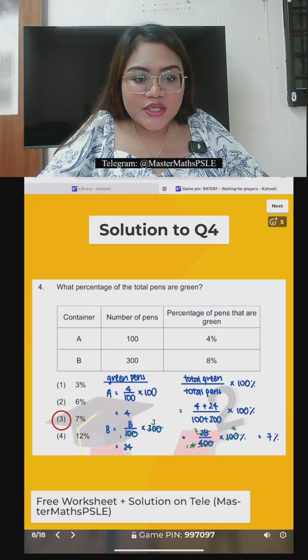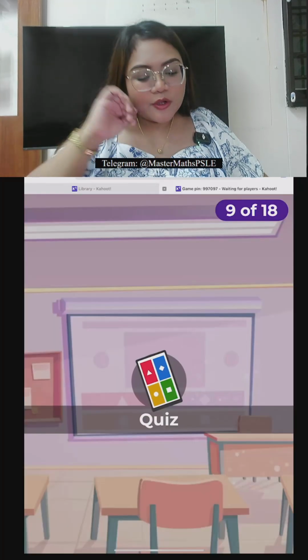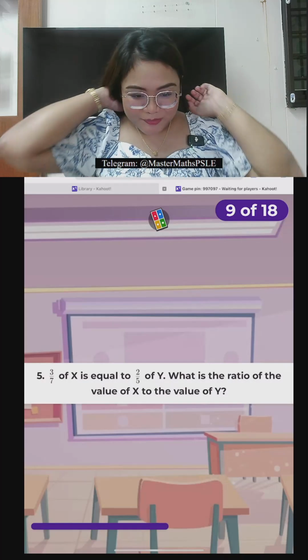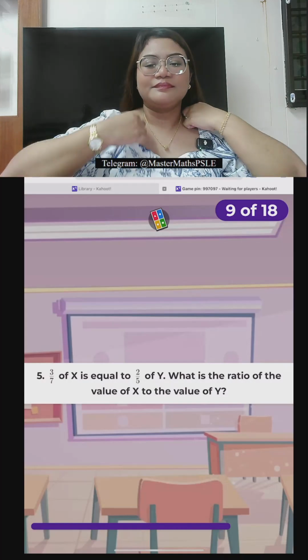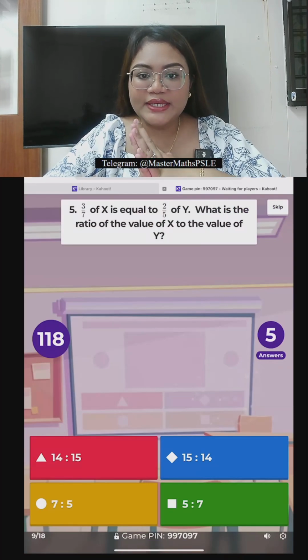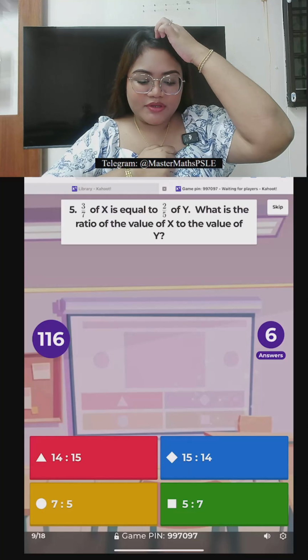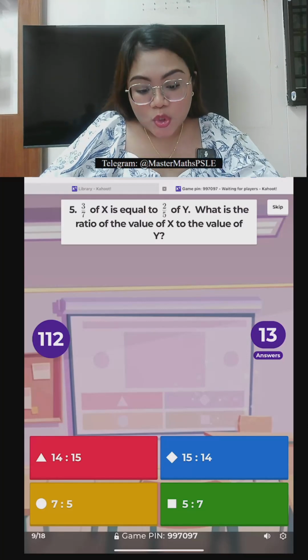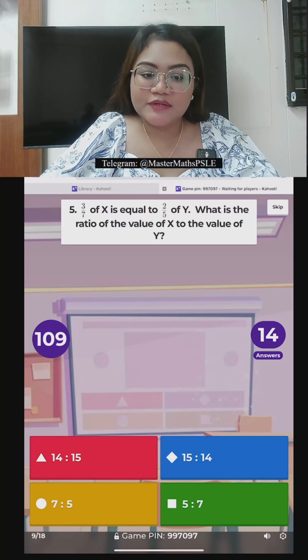I'm pretty sure you guys want to move on already. Okay. Question number 5 now. Question number 5 now. Okay. 2 out of 7 of x is equal to 2/5 of y. What is the ratio of the value of x to the value of y?